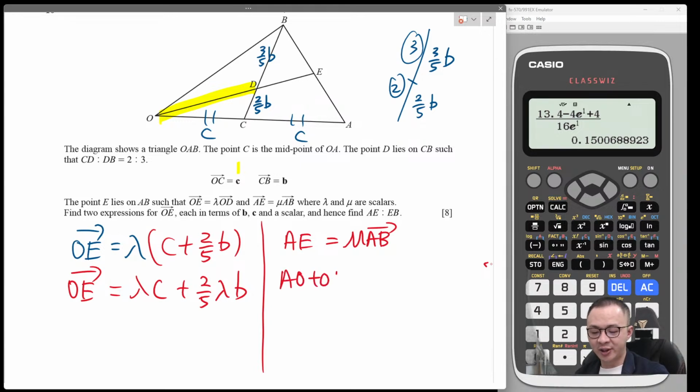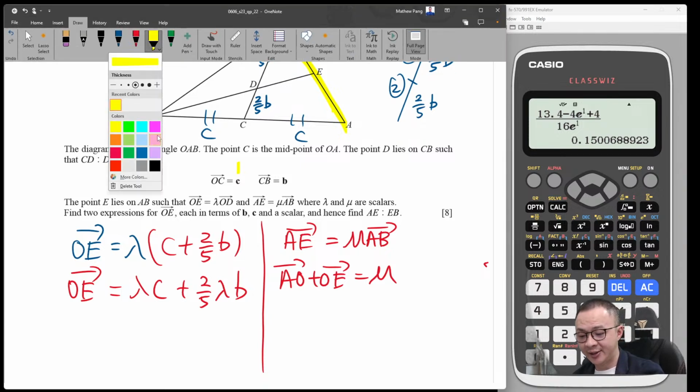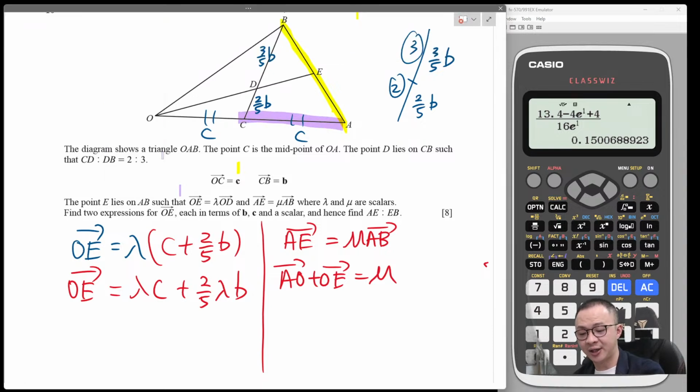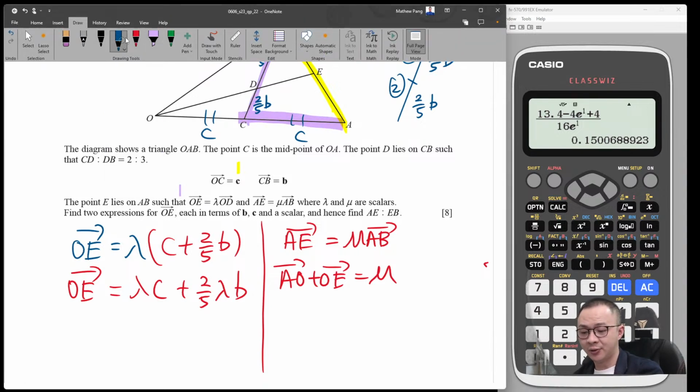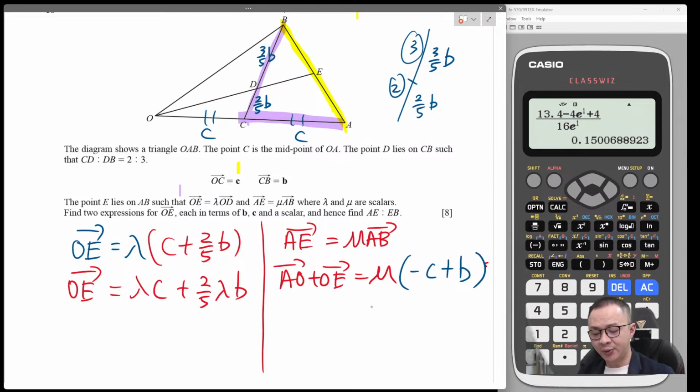AE is AO plus OE, right? So mu AB. Where is AB? Okay, A to B is this one. Let me highlight it, it's easier to see. A to B is this one. So I can go this direction, right? So this one is minus c plus b. And what is A to O? A to O is negative 2c. Negative 2c plus OE equals negative mu c plus mu b.